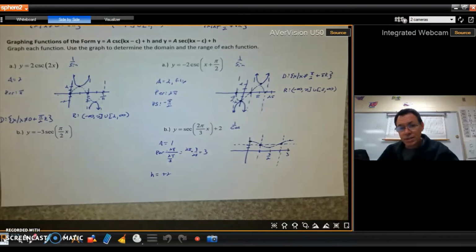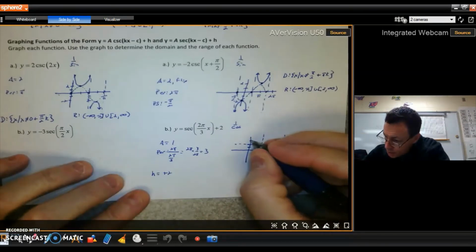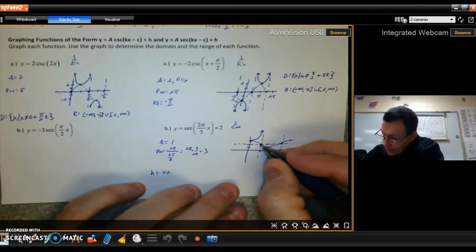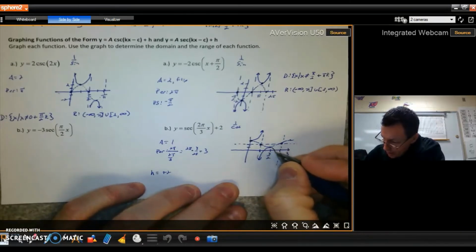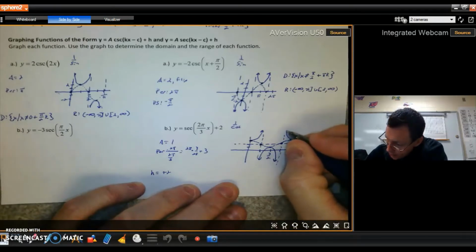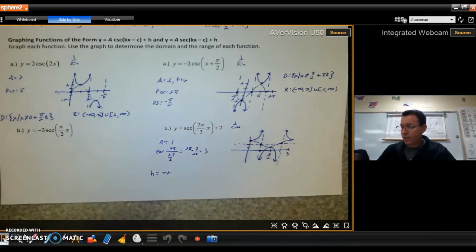Once you understand that, then it's just a matter of taking our cosine graph and flipping it. This part is going to go up. This little dip is going to be our little upside down parabola looking thing. And then this over here is going to curve up and follow the vertical asymptote. So that is the graph of that secant function.